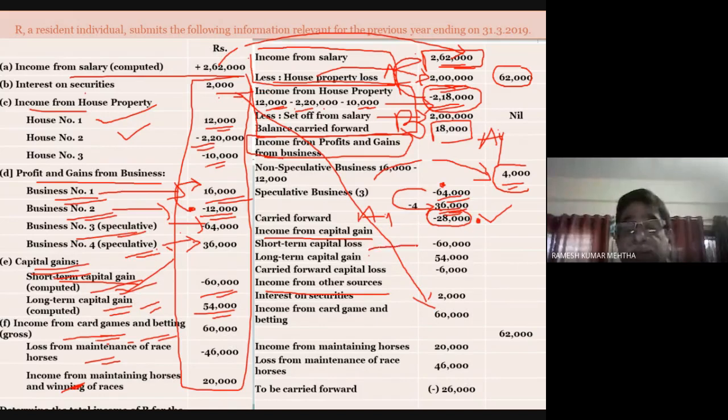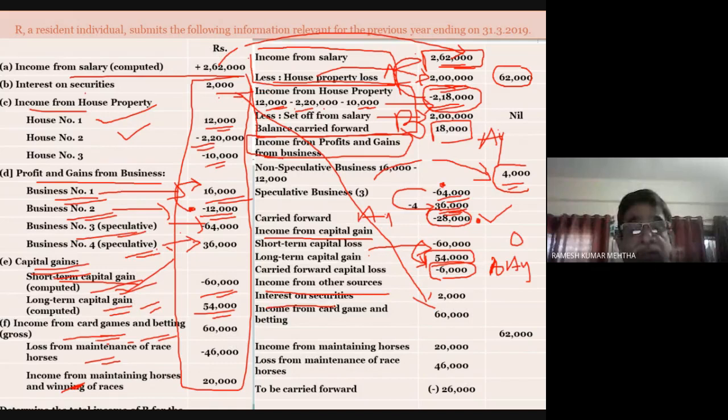So short-term capital loss is 60,000, which can be set off against the long-term capital gain of 54,000. Out of this 60,000 loss, I can set off only 54,000 because my long-term capital gain is only 54,000. The remainder should be carried forward and set off in the future eight assessment years. These are the rules which you have to remember. So income from capital gains is 0.